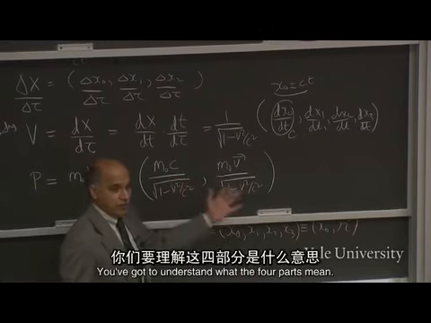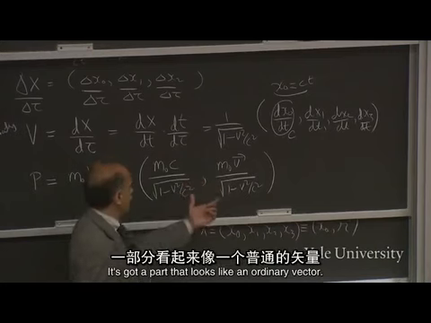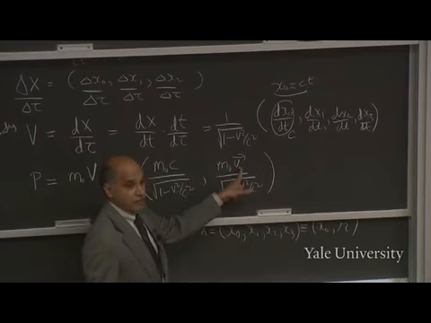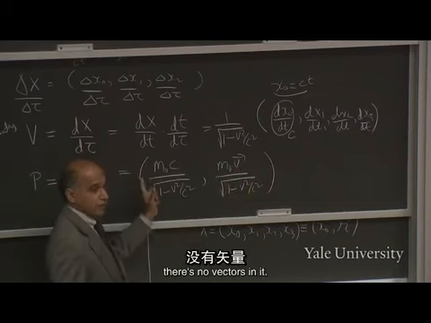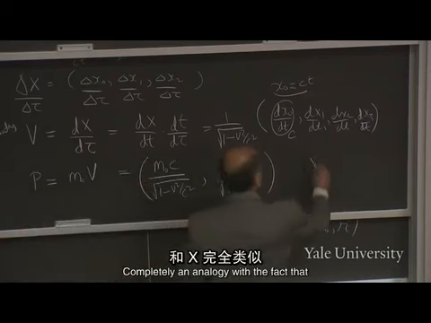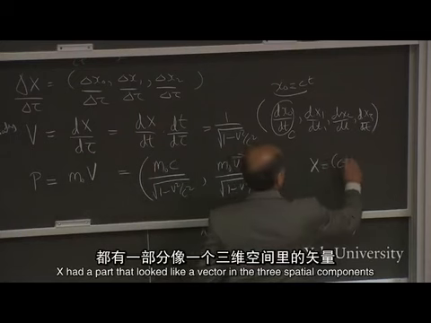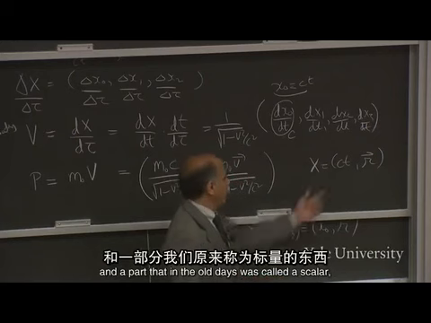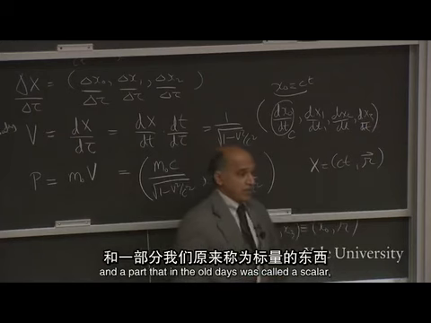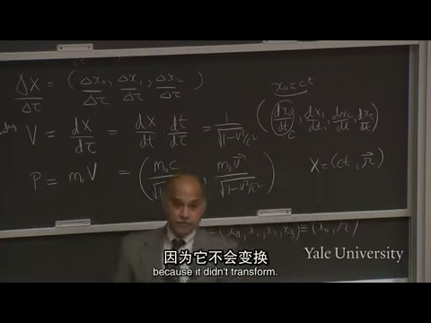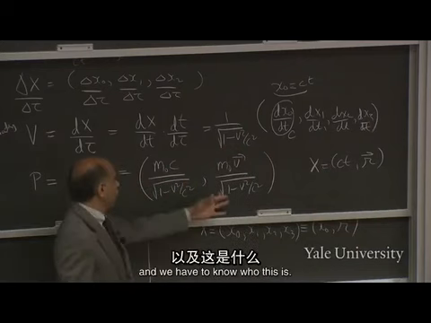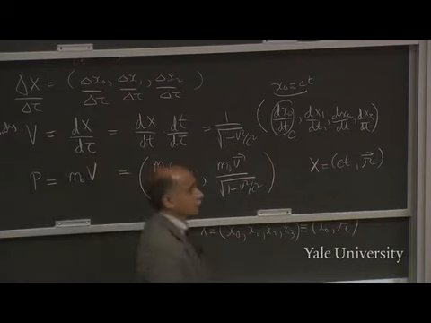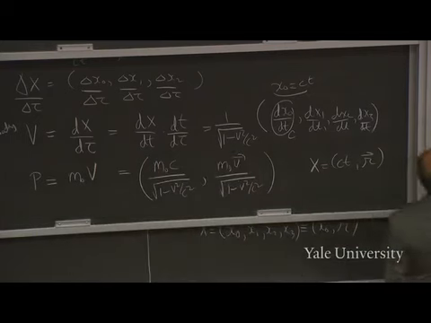You've got to understand what the 4 parts mean. It's got a part that looks like an ordinary vector. And it's got a part that has no vectors in it. Completely in analogy with the fact that x had a part that looked like a vector, namely the 3 spatial components, and a part that in the old days was called a scalar because it didn't transform. But of course in the new world everything got mixed up. We got to know who this is, and we have to know who this is. So I want to show you what they are.